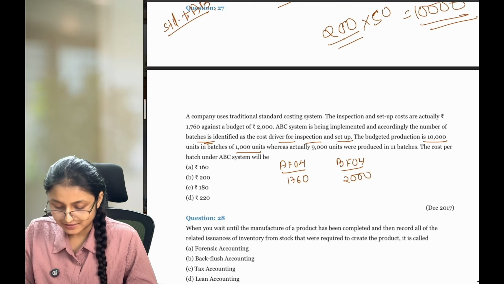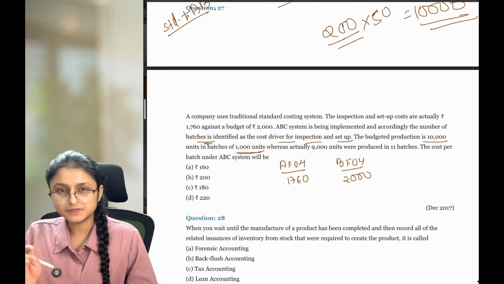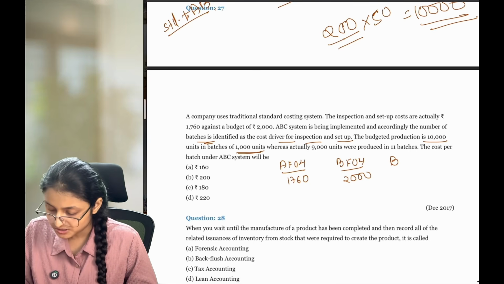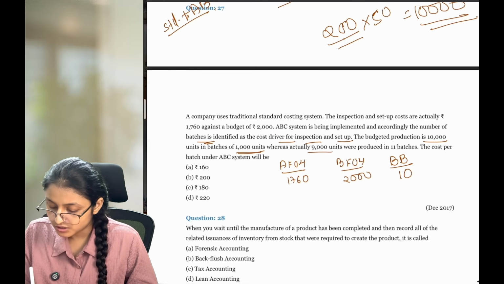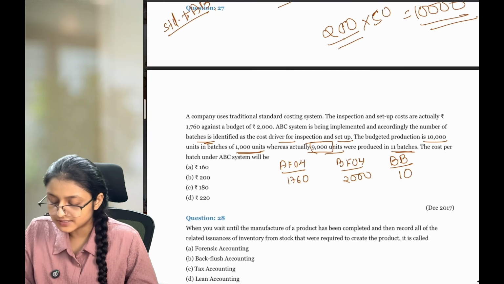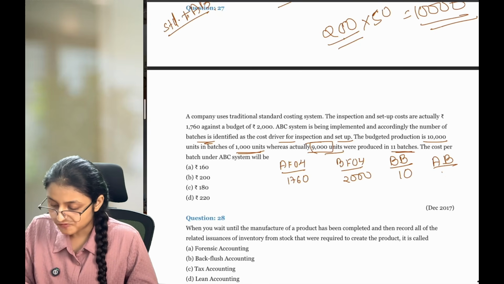So as per budget, 10,000 units are to be produced and the batches will have 1,000 units each. That means what is the total number of batches? Budgeted batches is 10. Whereas actually we produced 9,000 units and 11 batches are there. So actual number of batches is 11.